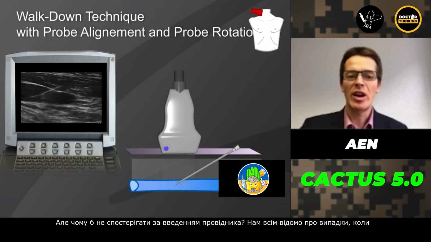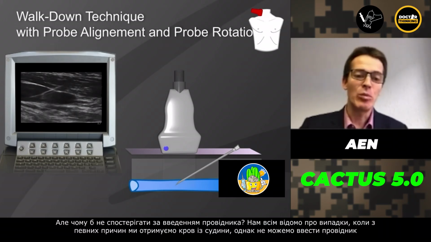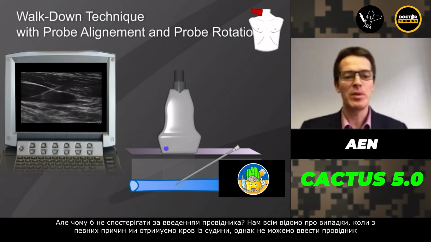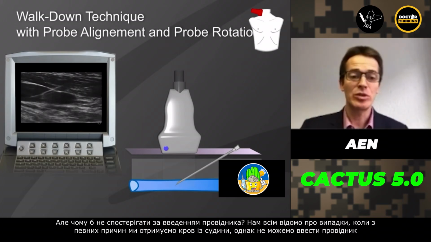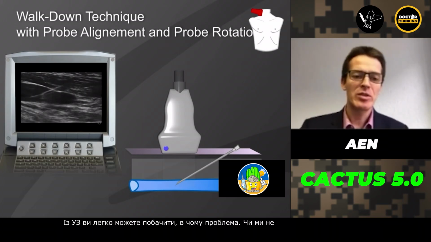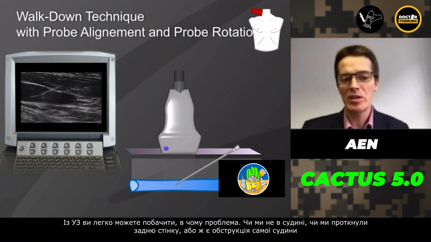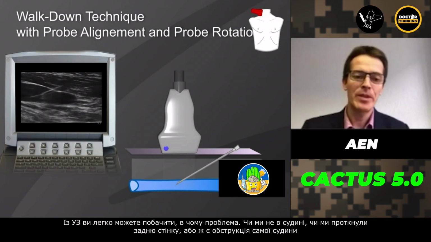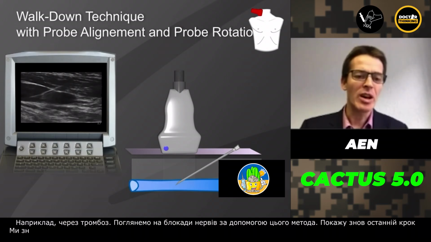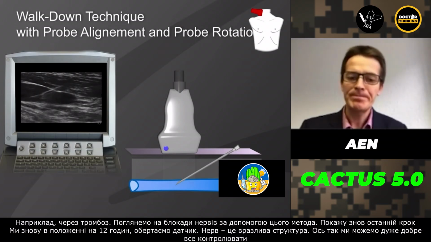But why don't you look at the guide wire while you insert it, because we all know the case that for some reason we get blood out of the vessel, but then can't insert the guide wire. With ultrasound, you may easily visualize what the problem is. Either it is not inside the vessel, or it has actually gone through the posterior wall, or third option, something in the vessel is obstructing the guide wire, like thrombosis or something.